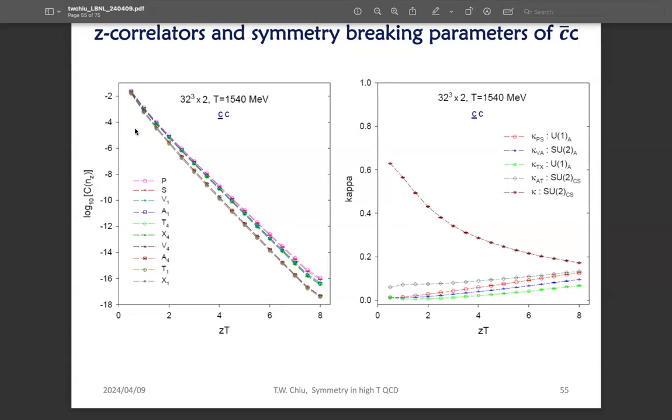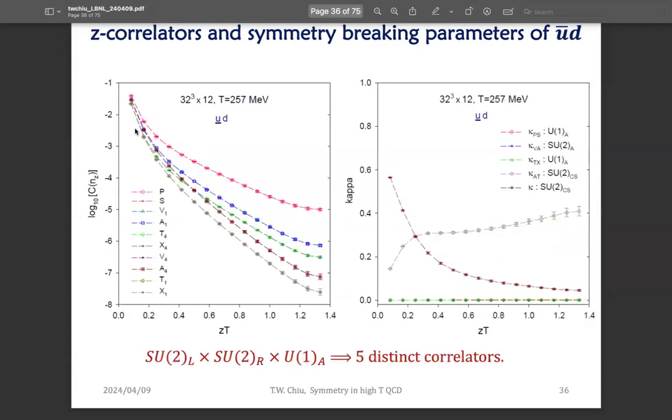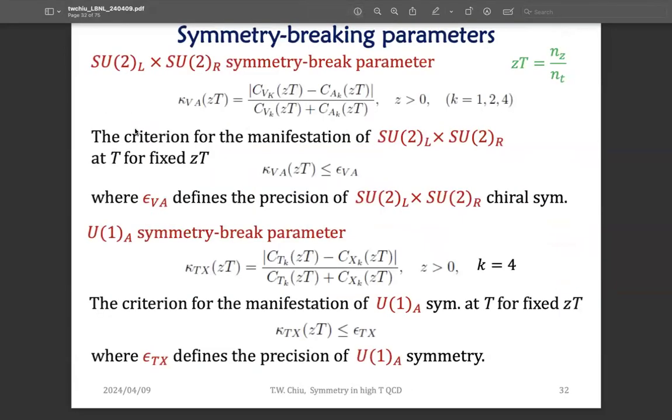Can you remind me what your kappa is? Kappa measures the splitting between the vector and axial vector for the SU(2).